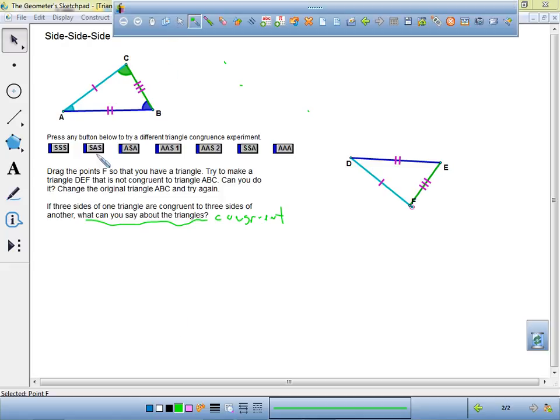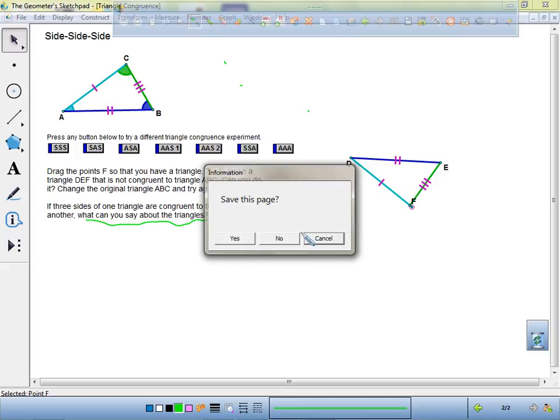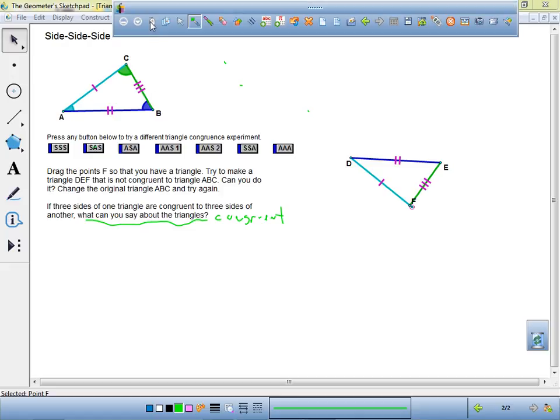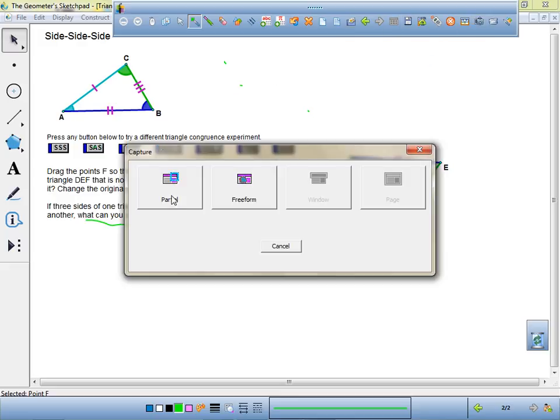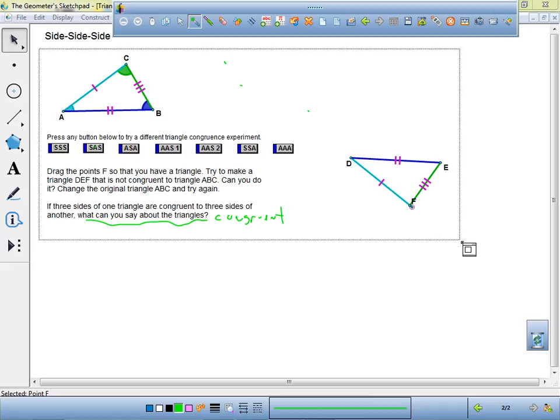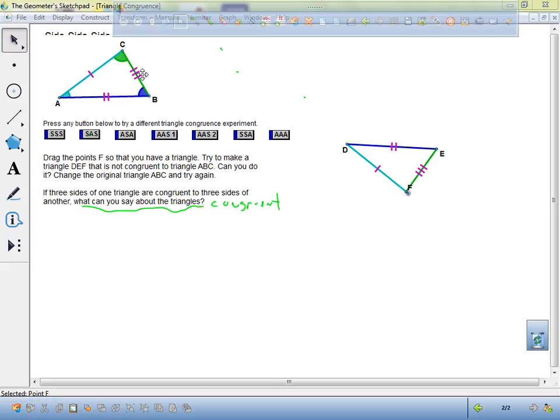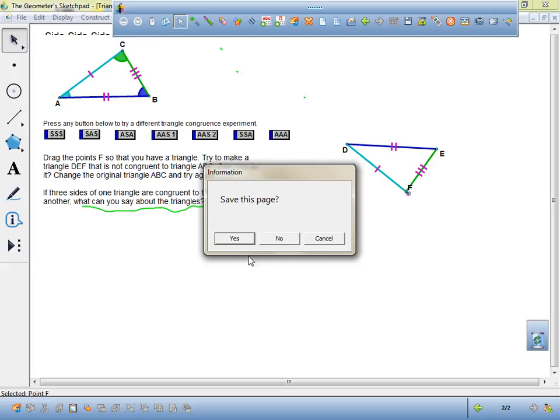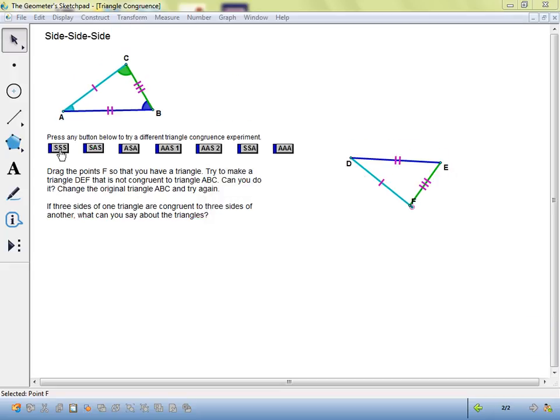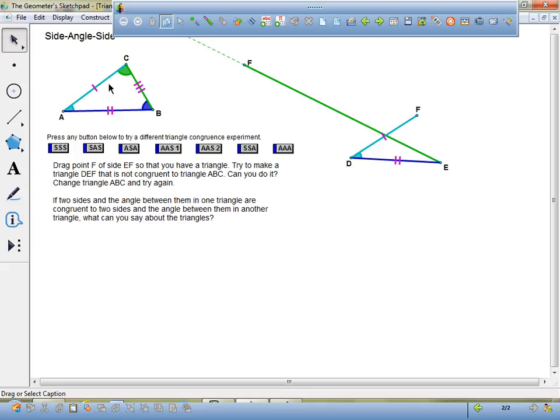Okay, so let's see SAS. What do you think about SAS? I think I better take a picture of this, because otherwise, like when I record my notes, it won't work. Congruent. Okay? So now I'm going to go to SAS. And notice it gives me the same side angle side.